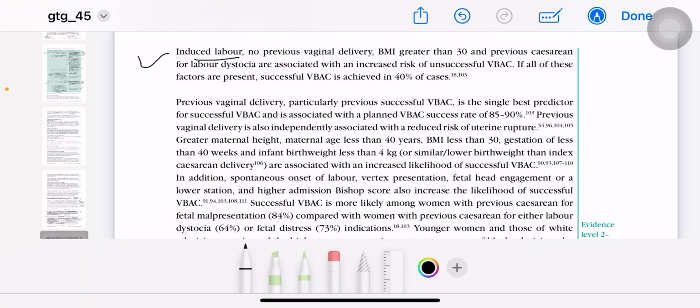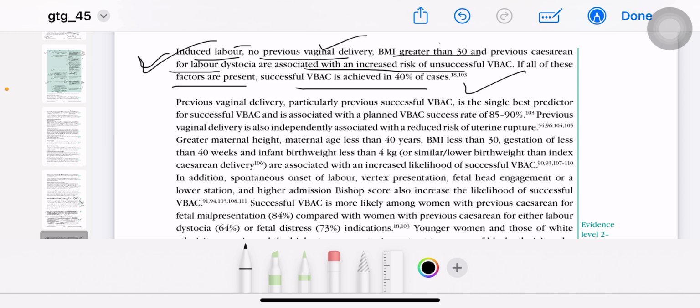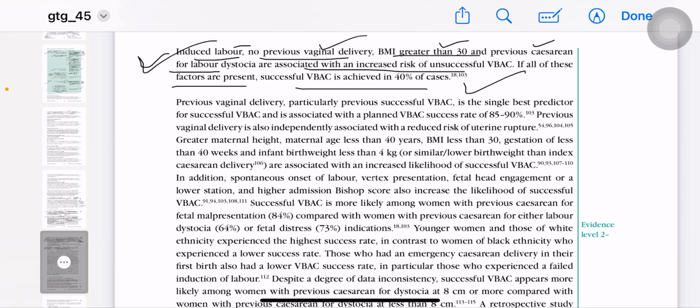Induced labor, no previous vaginal delivery, BMI greater than 30, and previous cesarean for labor dystocia are associated with increased risk of unsuccessful VBAC. If these factors are present, successful VBAC is achieved in 40% of cases. So these are very important: whether it is spontaneous or induced labor, her previous delivery, BMI, and previous cesarean section.